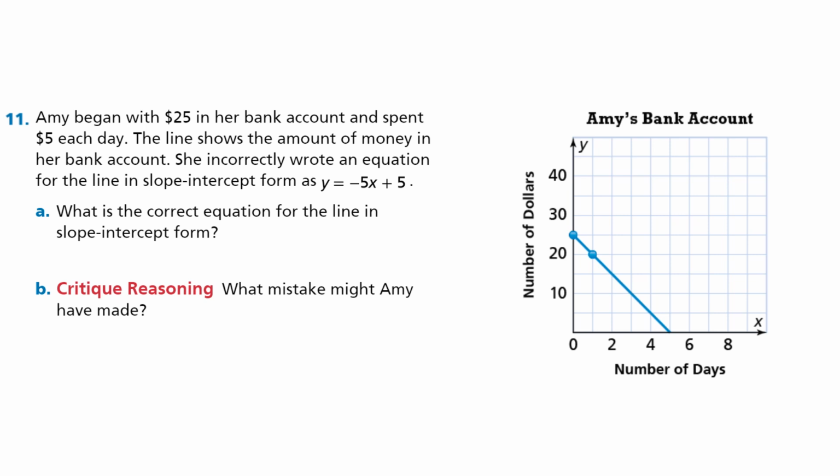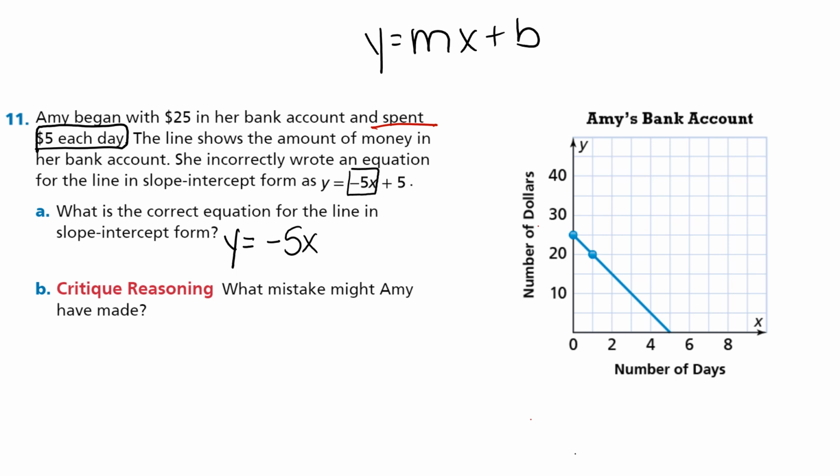So again, slope-intercept form is y equals mx plus b. M is our rate of change, or our slope, which is the $5 per day. So y equals 5x. However, because she is spending money, it is going to be a negative 5x. So she did get that part of the equation correct.